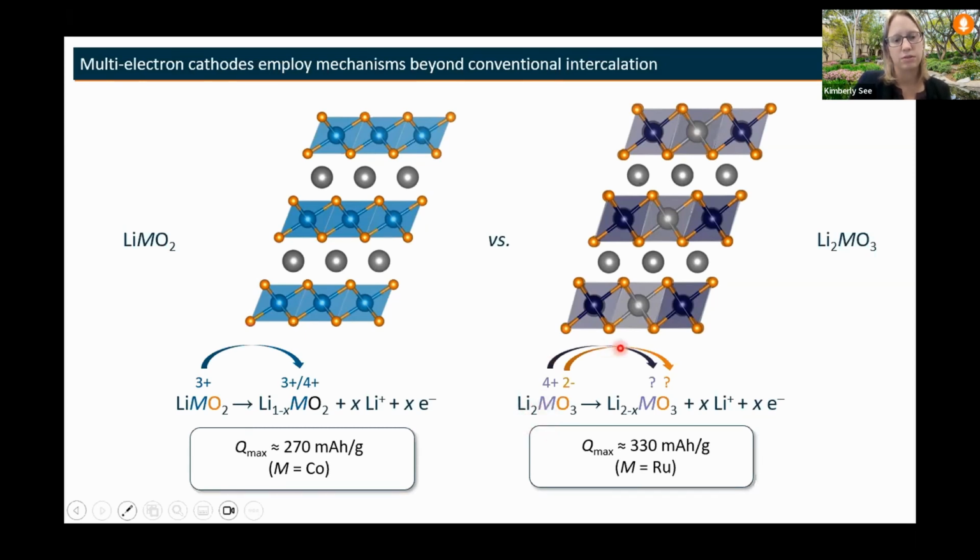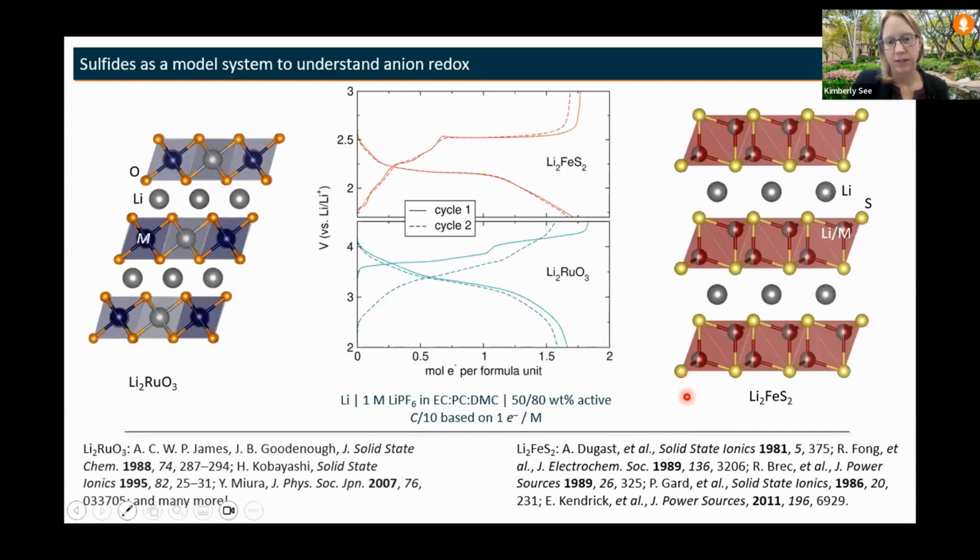Does it come from multi-electron redox on the metal? Or can I actually invoke redox on my anions? There's some contribution of the oxygen P states in some cases, and the reversibility of that is sort of a question mark. So we've been very interested in this idea of anion redox and how to leverage it in order to produce more sustainable materials. But instead of using oxides, we've been very interested in sulfides.